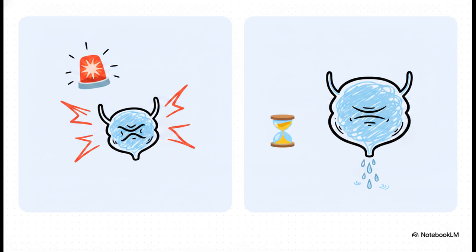But chronic retention, that is sneaky. It's insidious. It can be completely 100% painless. The bladder just slowly stretches out over months, sometimes ballooning to hold well over 1.5 liters of urine. Because of that, these patients often just present with overflow incontinence. Basically, they're leaking urine simply because the bladder is just too full to hold even one more drop.